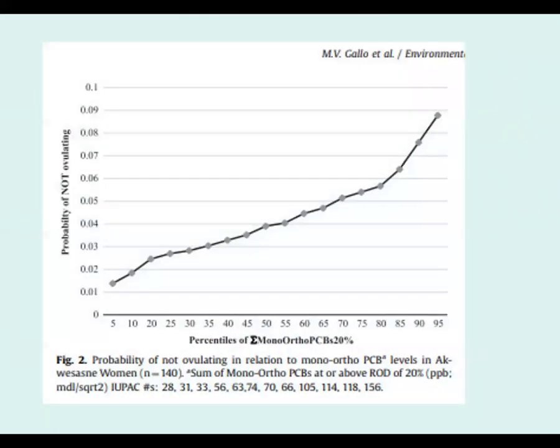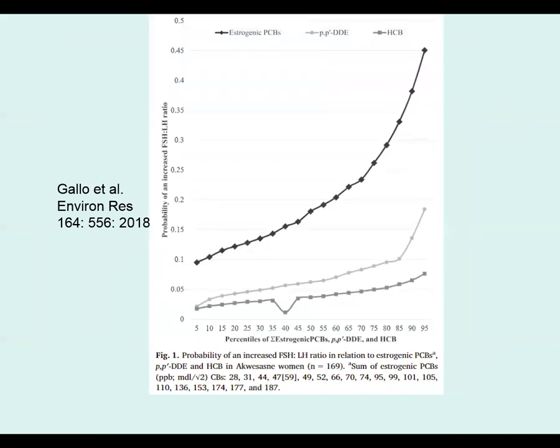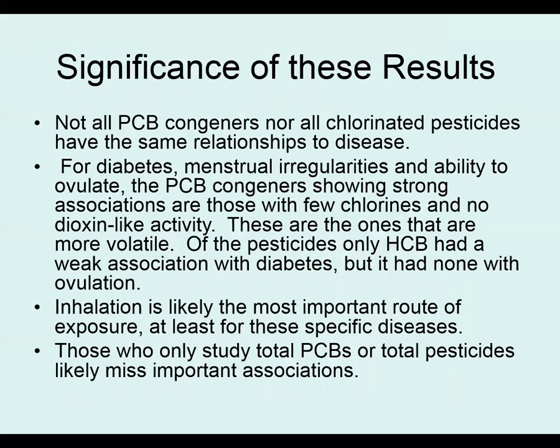And this is shown in this plot, in studies that were published just 2 years ago, where the probability of not ovulating is directly related to the concentration of these mono-ortho PCBs, most of which are low chlorinated. And then in a study just published last year, we've looked at the FSH, the FSH-LH ratio. A high FSH-LH ratio impairs ovary function. And you can see that it shows clearly that the higher the concentration of these mono-ortho PCBs, the greater the risk of not ovulating.